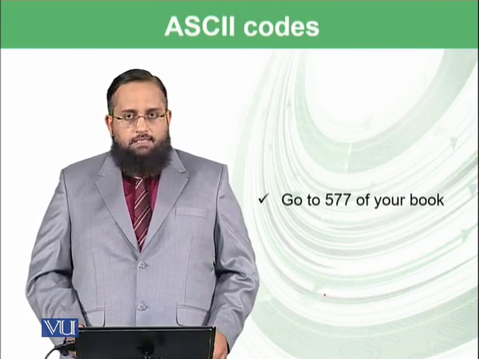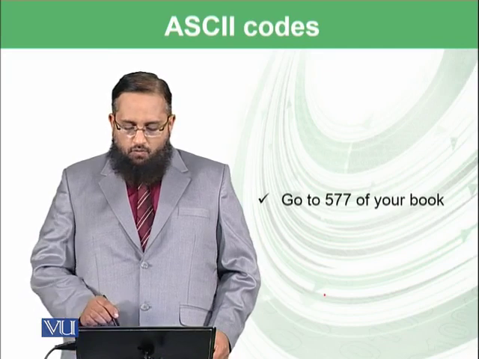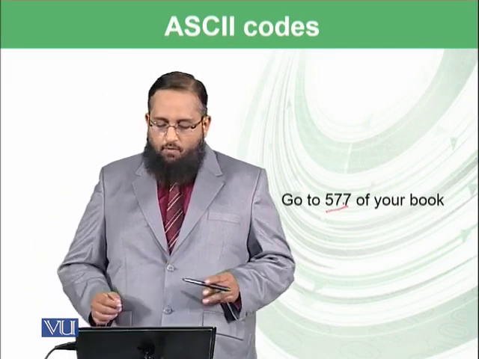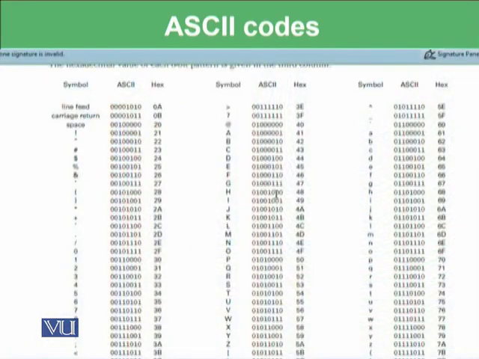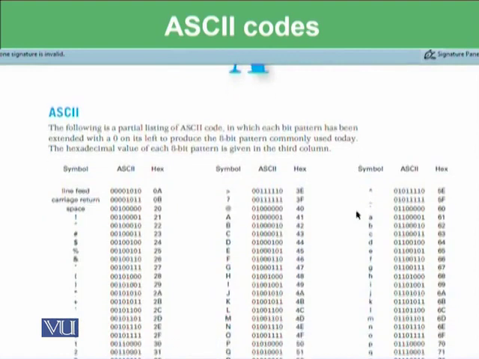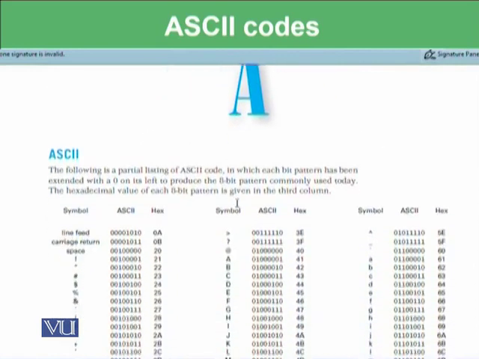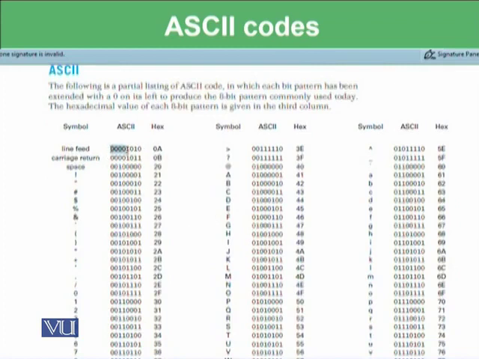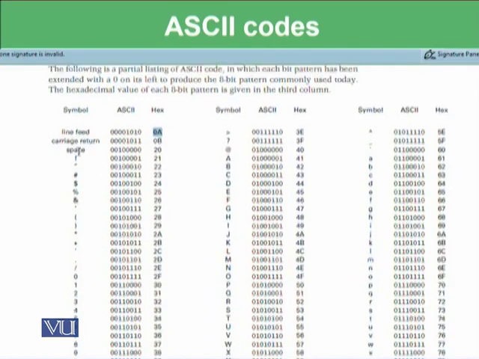If we want to see the ASCII codes which are available in your book, let's go to page number 577 of your book. Here I have opened page 577, which is Appendix A of your book, and these are the symbols, and this is the hexa value. You already have learned that 4 bits are joined together to form one symbol in hexadecimal. So these are 8 bits, which means this would be translated to 2 hexadecimal symbols. So we have line feed, carriage return, space. For example, for space you have this symbol, and so on.